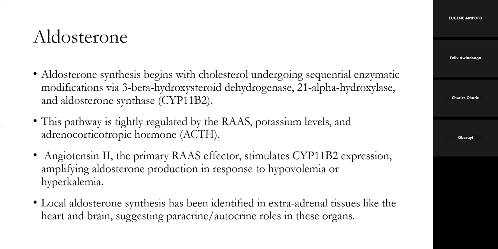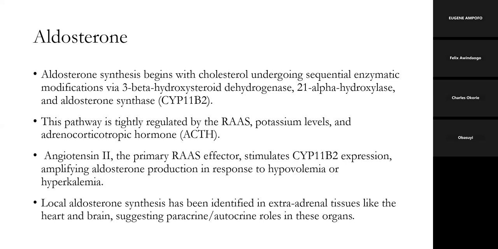But this pathway is tightly regulated. So the renin-angiotensin-aldosterone system regulates this pathway. Potassium levels also regulate this pathway. So increased levels of potassium directly stimulate the adrenals to secrete aldosterone. So potassium is also involved in aldosterone synthesis.